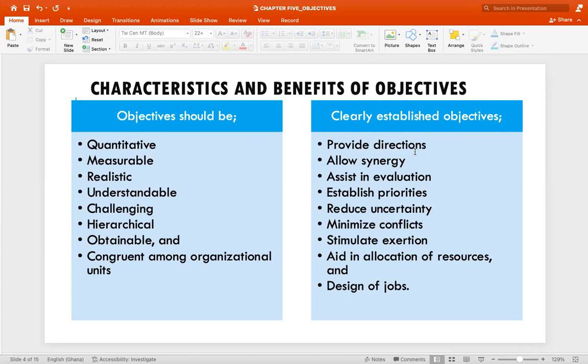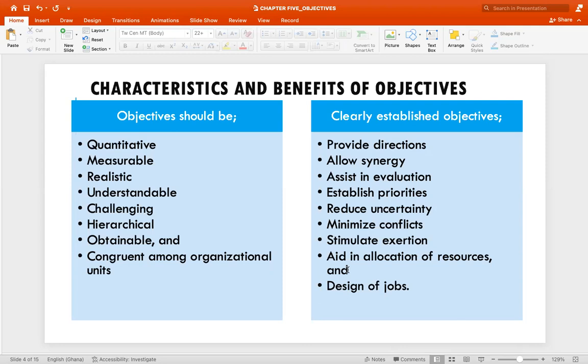Okay. Then, aid in allocation of resources. So basically, it reveals priorities as to what is important. And therefore, when we are allocating resources, we will only allocate resources to things that are important to us. And things that are important to us will be revealed in our objectives.